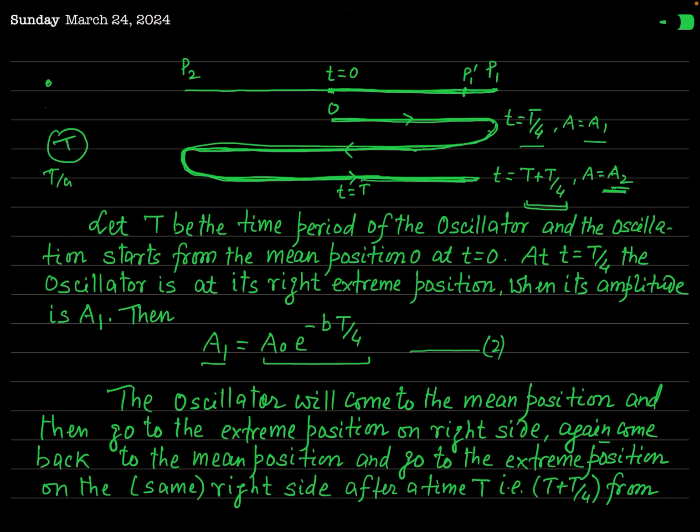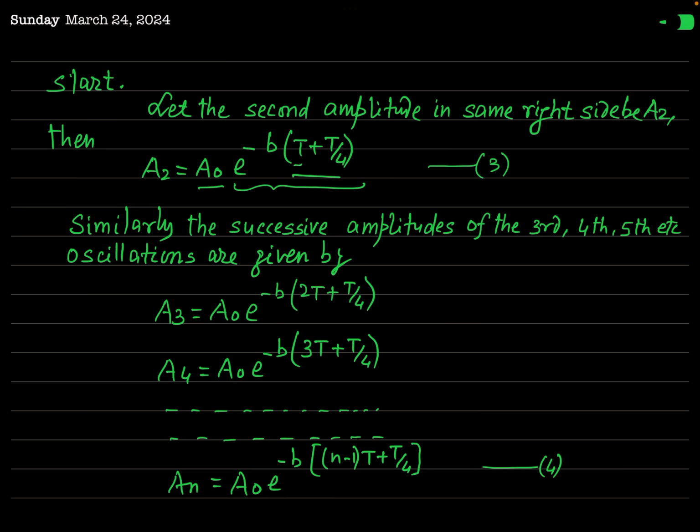You can see when you write the expression for A1, then in the power of the exponential, in the place of time there is T by 4, and for the second amplitude, in the place of time this is T plus T by 4. So time has been increased by T. So by induction you can easily say what the successive amplitudes of the third, fourth, fifth and so on will be, on the basis of equations 2 and 3.